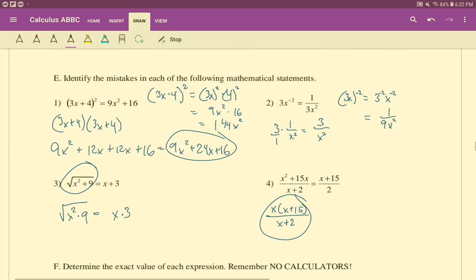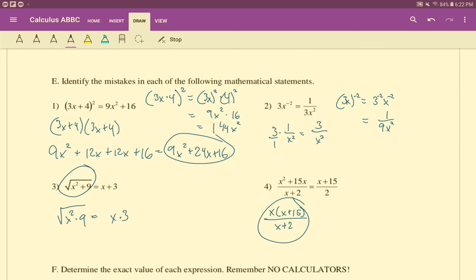All right, I believe letter F is on Mr. Goff's. Let's see here. Is he the one that's supposed to do that one? Oh dear. Let's see. Calc.